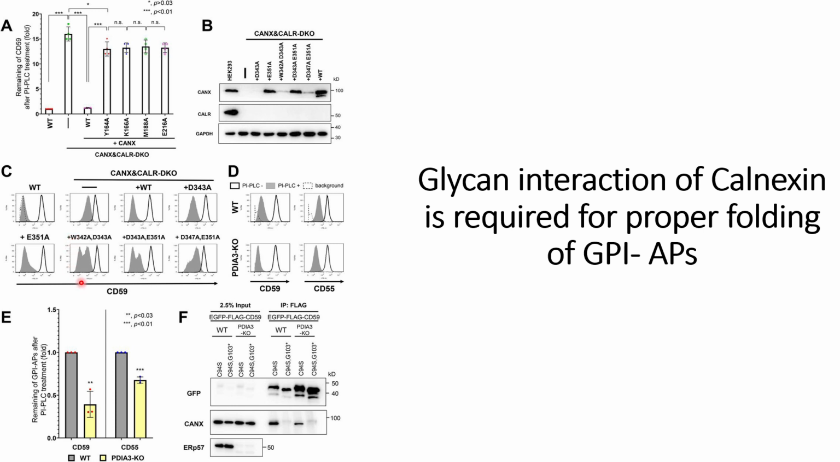The remaining CD59 after PI-PLC treatment does not completely go down to the background signal. There is a partial misfolded CD59 expressed on the cell surface for these dual knockouts, and also for the single knockouts, we can say from these results.